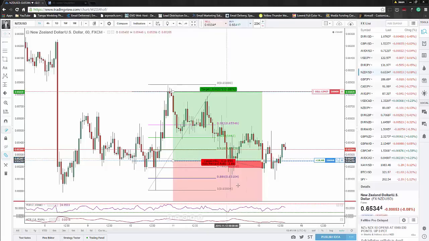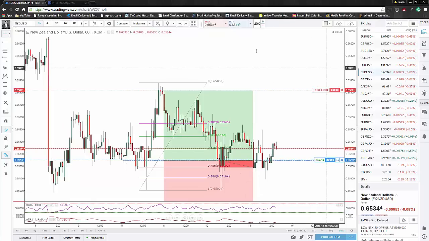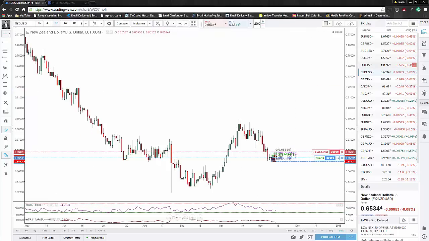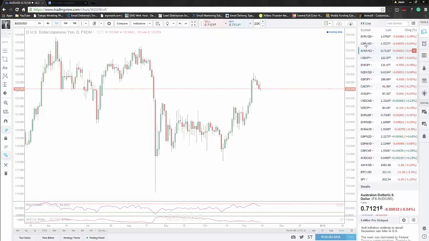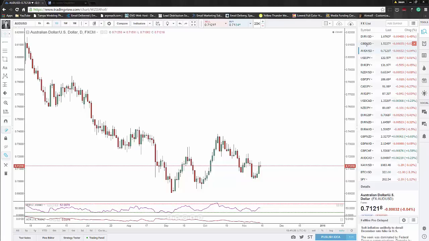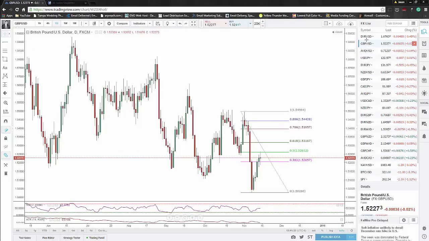But the nice thing is New Zealand has proven to be a pretty nice support, and the dollar hasn't been able to make any new structure lows. So we got that going for us. Back out on the daily chart, euro yen, euro dollar, something else in here I was going to show you guys before we left, if I can get it to go.